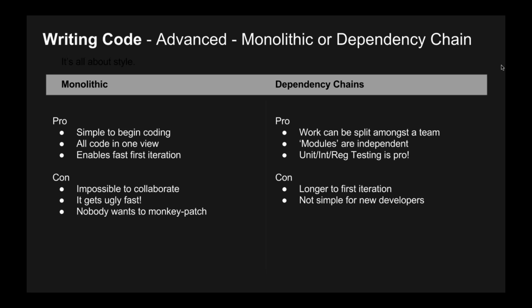But unit, integration and regression testing is really the key. When you have a lot of hands in the pot, scrutiny is a pro. I mean, we'll go into that in a little more detail shortly, but you absolutely want to scrutinize code. The con is a longer time to first iteration. It'll take a little while longer to get things organized. And it's not simple for new developers. It's a culture thing. It's something that needs to be handled gently. Yep.